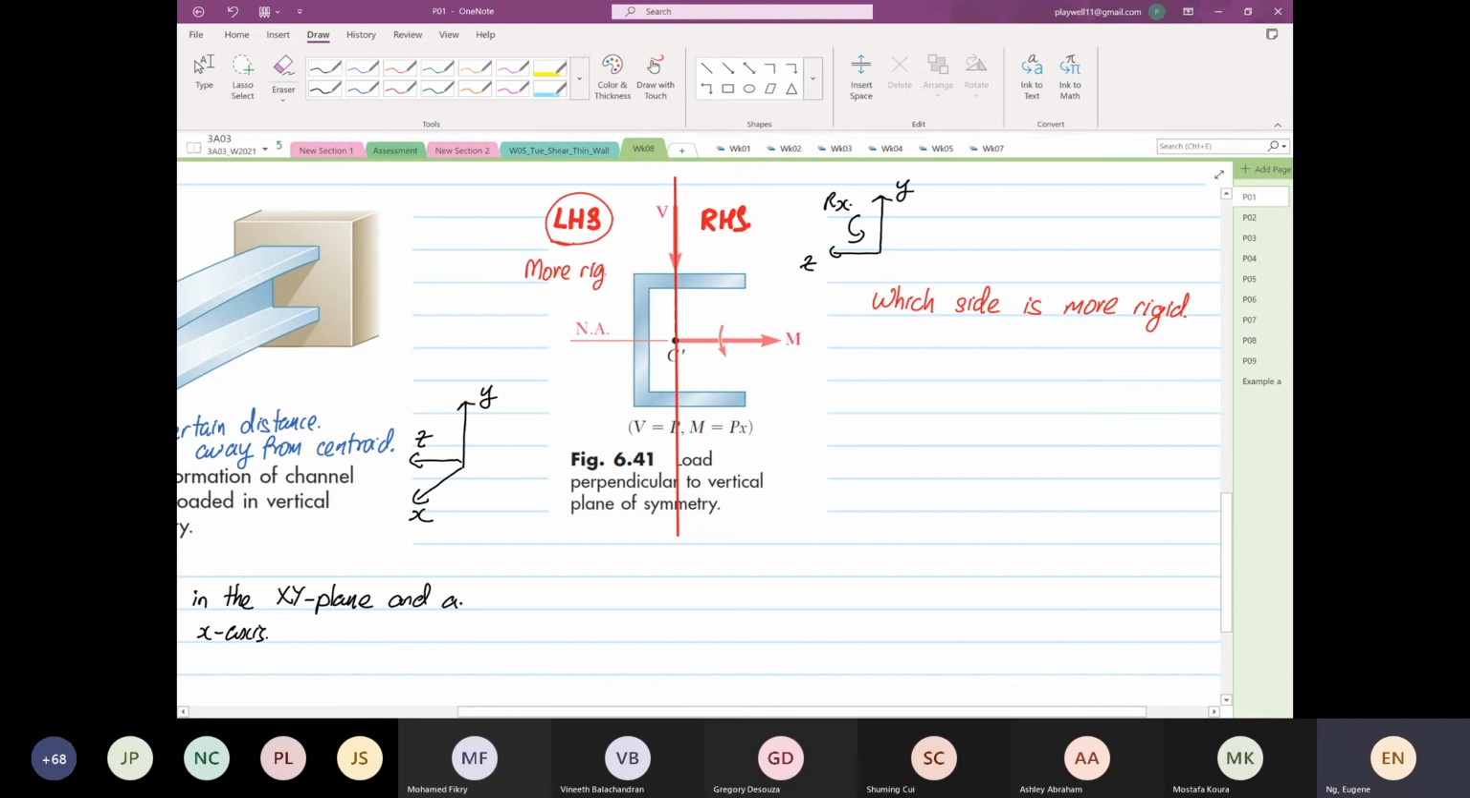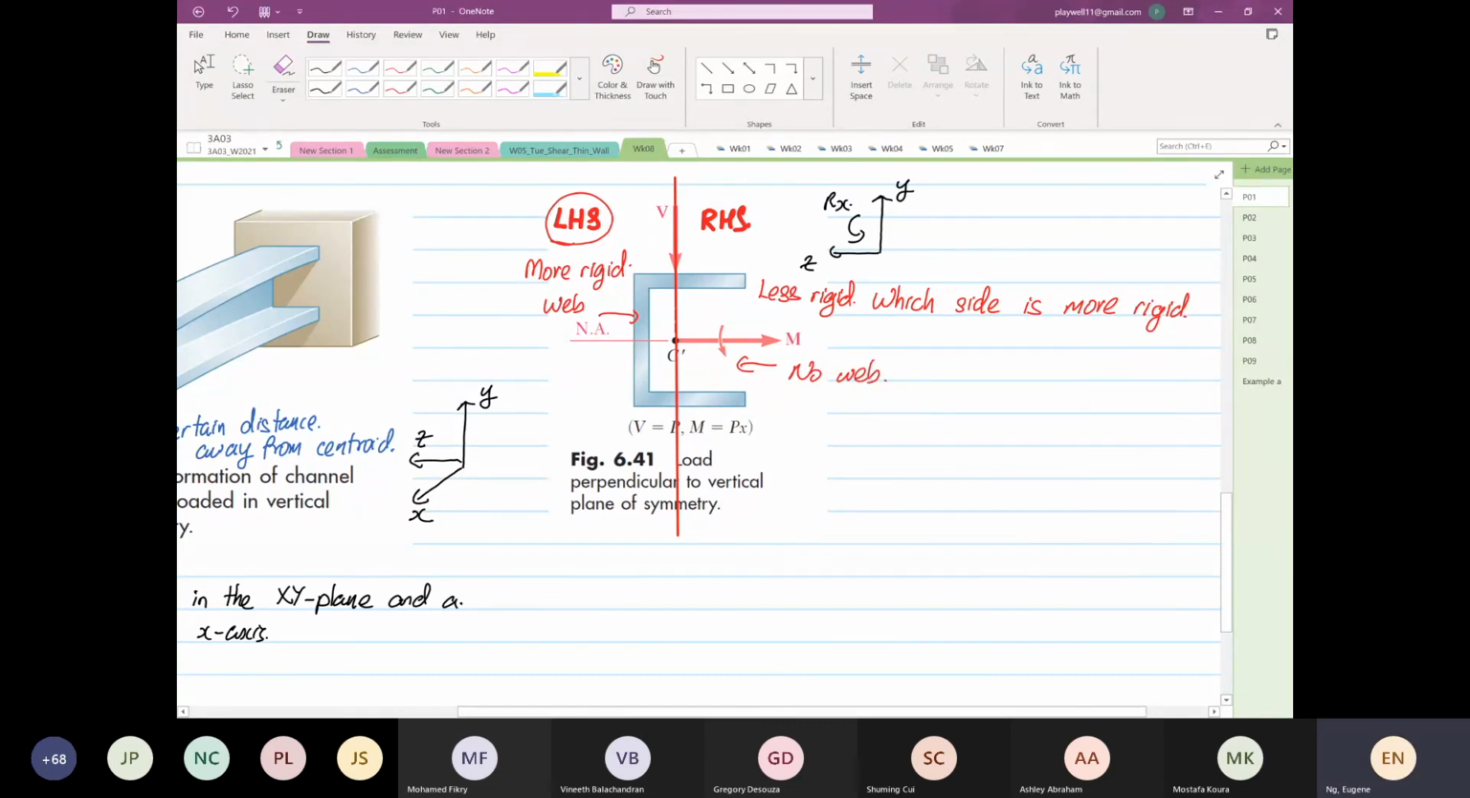Any idea why? You're right, but why? The right-hand side is less rigid. Is that because that's where the web is, the vertical orientation? Yes. On the left-hand side, you have a web to enforce. The right-hand side, you have no web.